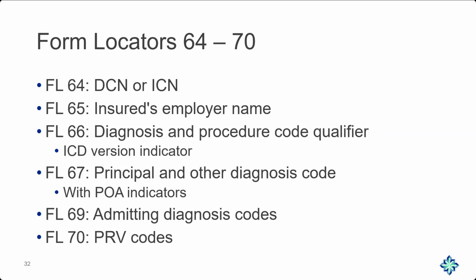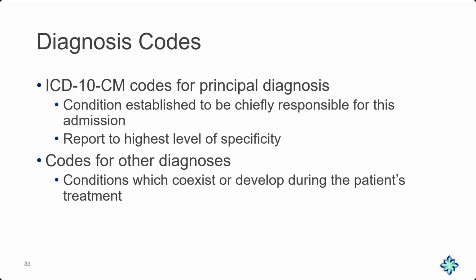67 is the principal diagnosis code, other diagnoses, and the present on admission indicators. Not required for every type of facility. 69 is the admitting diagnosis, and form locator 70 is the patient reason for visit codes. You're going to add the ICD-10 code for the principal diagnosis. This is the condition that's established to be chiefly responsible for this admission. You also want to code the other conditions which coexist or develop during the patient's stay. Medicare beneficiaries can have multiple comorbidities, and they should all be captured on the claim depending on the situation.